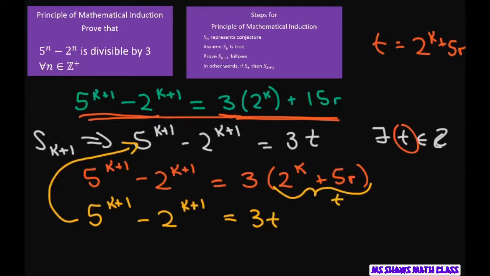So we have proven that 5 to the nth power minus 2 to the nth power is divisible by 3 for all integral values of n.